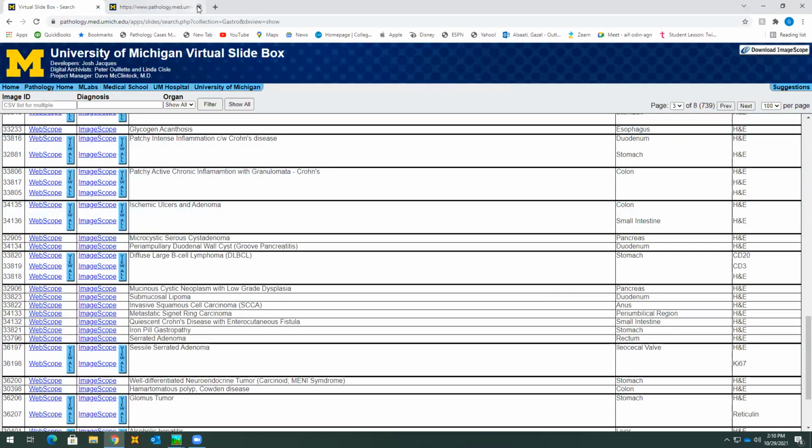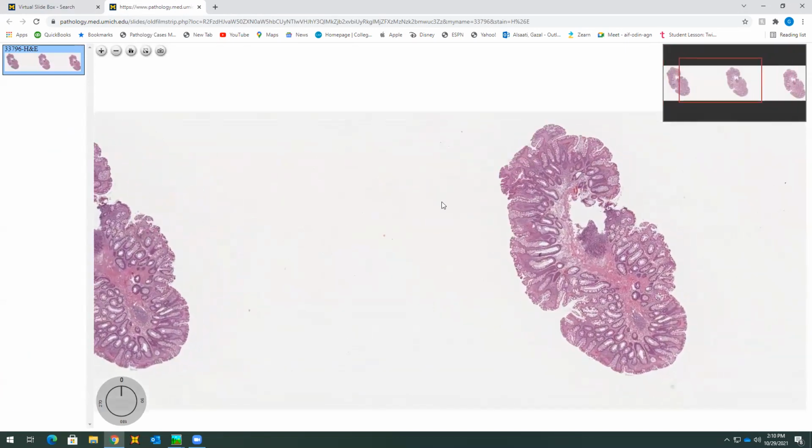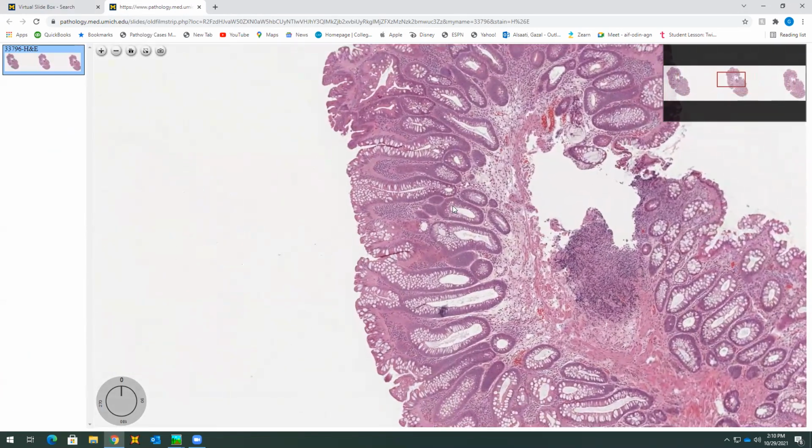Moving on, let's turn this off, and serrated adenoma in the rectum. What does that mean? Traditional serrated adenoma?